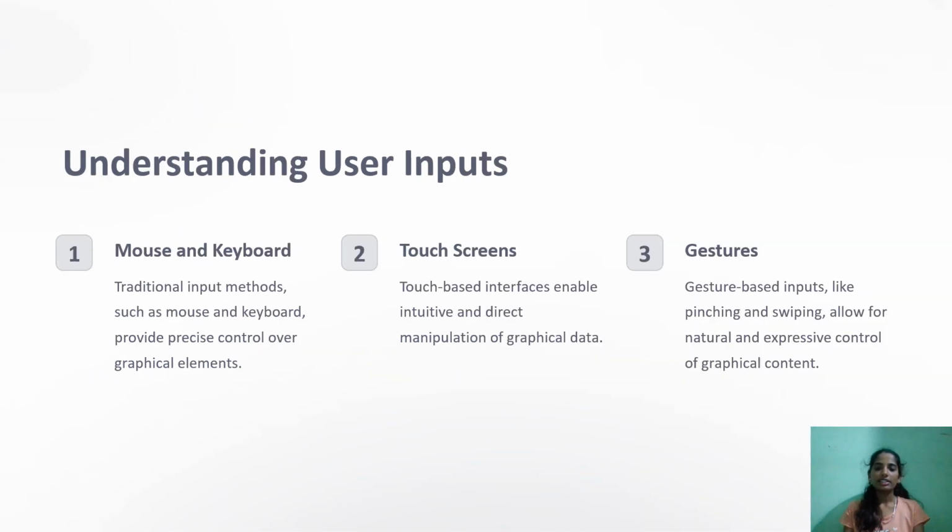Now, let's understand the user inputs. There are three methods: mouse and keyboard, touch screens, and gestures. Initially, mouse and keyboards. These traditional input methods provide precise control over the graphical elements. Next, touch screens. Touch-based interfaces enable intuitive and direct manipulation of graphical data. Next, gestures. Gesture-based inputs like pinching and swiping allow for the natural and expressive control of graphical content.